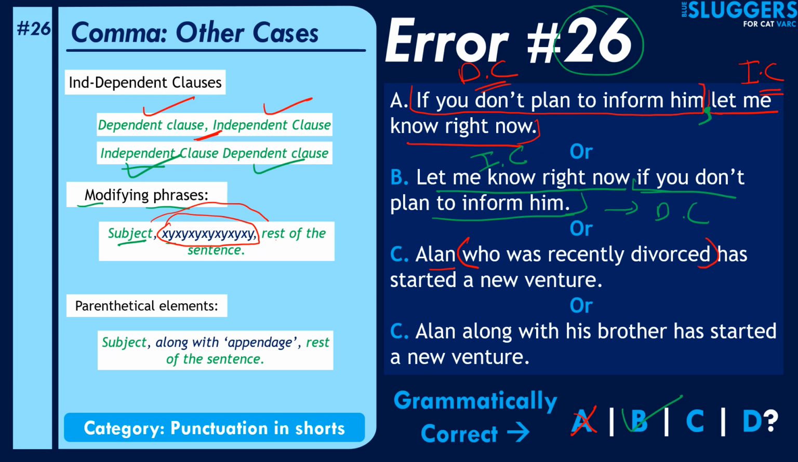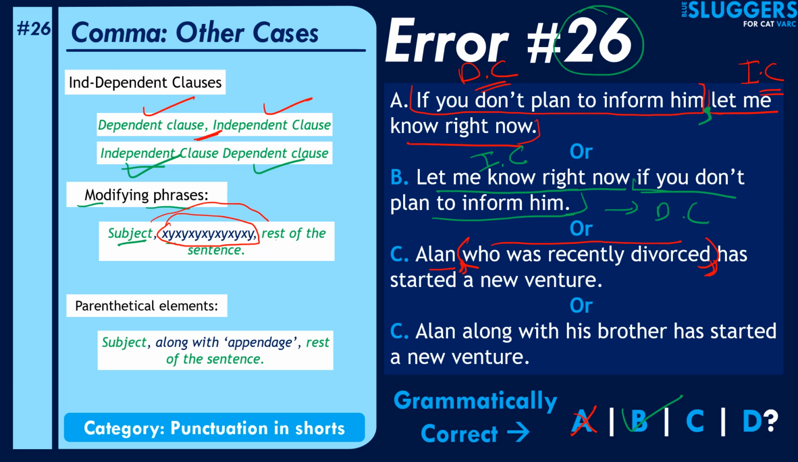It is a kind of modifier of Alan, right? It gives more information about Alan. If you read the sentence without this part, it will still make some sense: Alan has started a new venture, right? So this part here is basically just a modifying phrase. It's just giving more information about Alan.